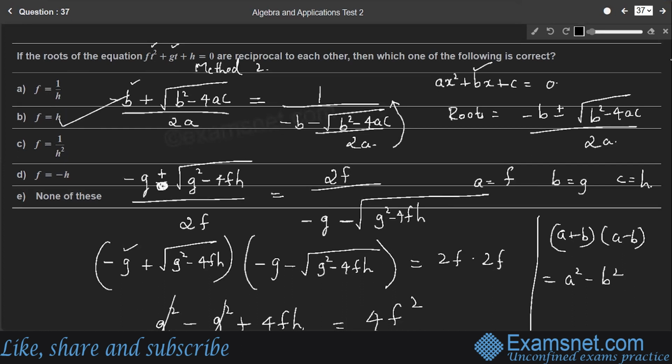You can follow any method. The simplest method is the first method. Otherwise, you can go for the second method, by taking the general quadratic equation and the roots. When roots are reciprocal to each other, f is equal to h. That means the last constant equals the leading coefficient. So in the general formula, c is equal to a, or f is equal to h. So option B is the right answer.